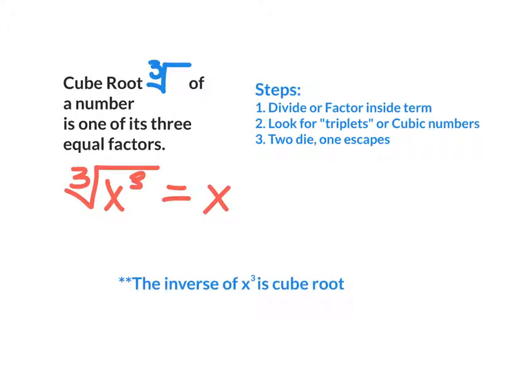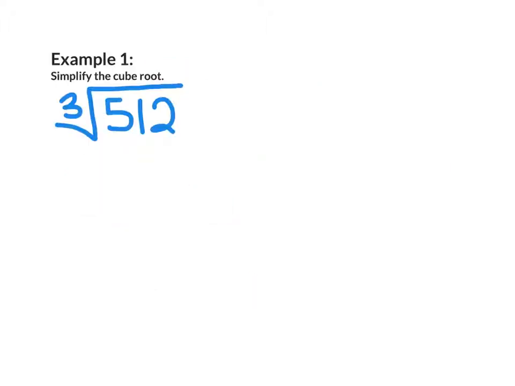A cube root is similar to a square root, except it has a 3 and a check mark, and you're looking for one of its 3 equal factors. So you're looking for triplets or cubic numbers.